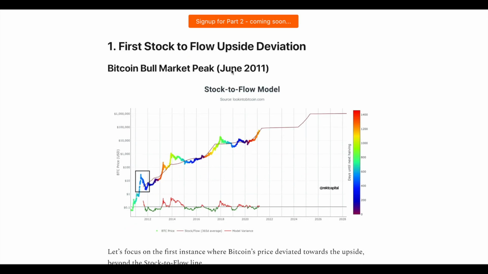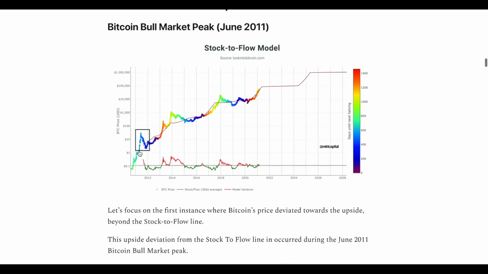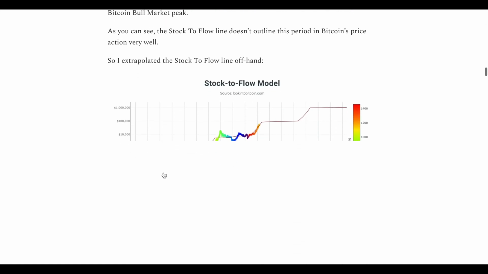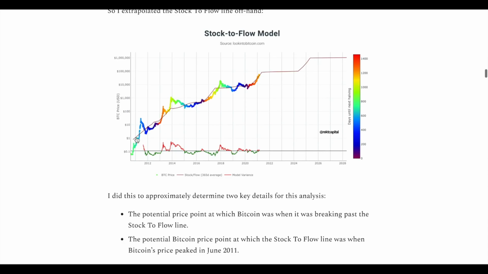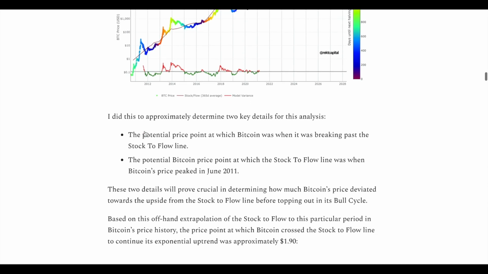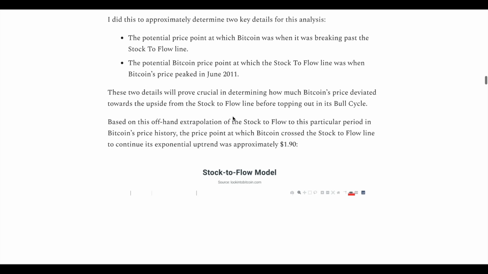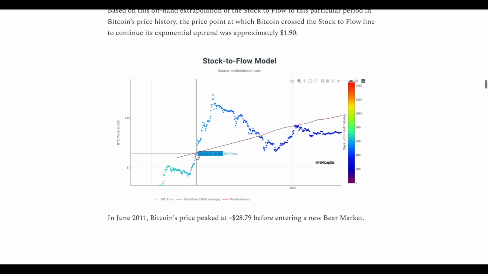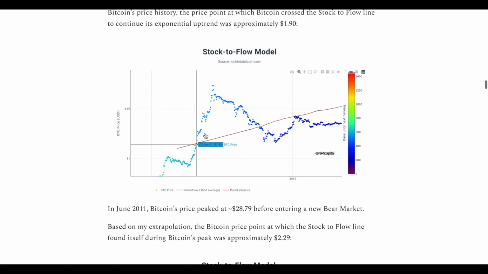The first stock to flow upside deviation took place in June 2011, and of course, here on this chart, you can't really see the stock to flow line going back that far in Bitcoin's price history. So what I had to do essentially is extrapolate this stock to flow line myself, roughly speaking, and just breaching that price point on the stock to flow line. It was around $1.90 Bitcoin in 2011. Can you believe it? This is where the stock to flow line was breached, and we saw the upside deviation.